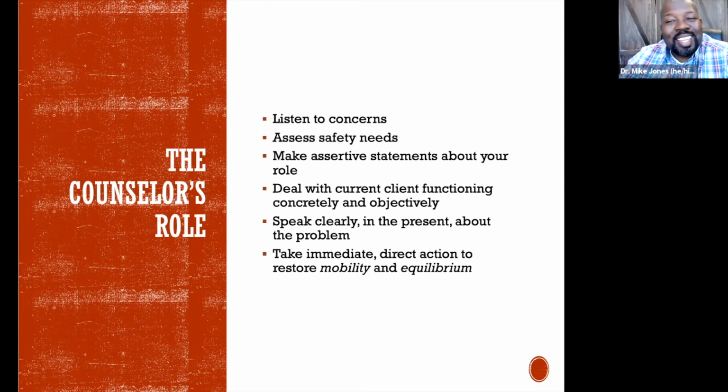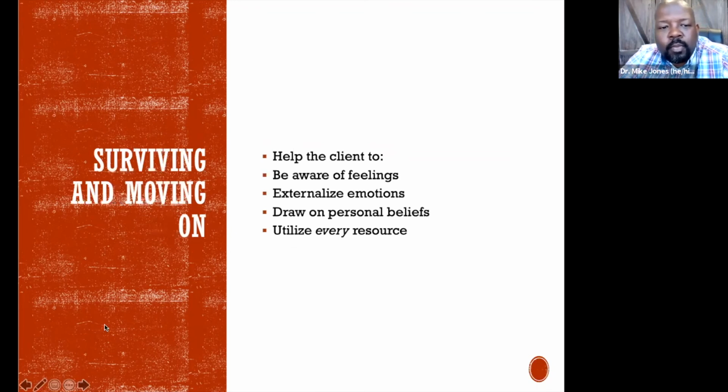The more we can stay in the moment with the client in the midst of that crisis, the easier it will be for them to process it, because we're talking about the here and now and what they're experiencing because of that crisis in this exact moment. Surviving and moving on.